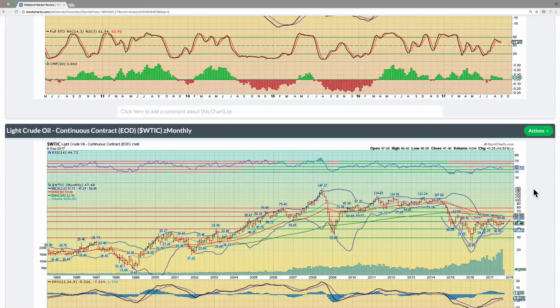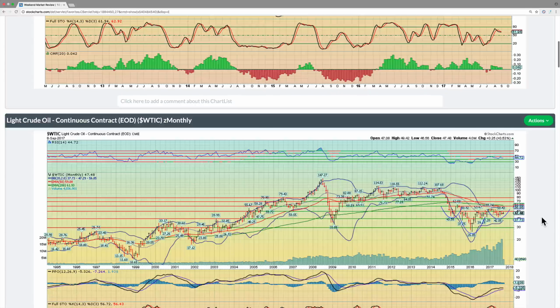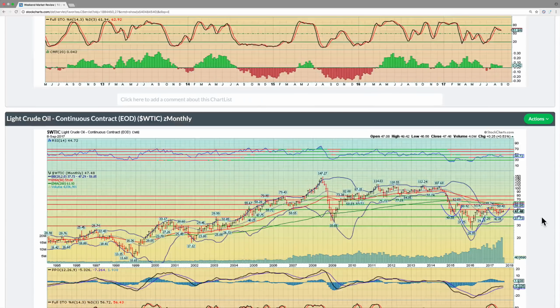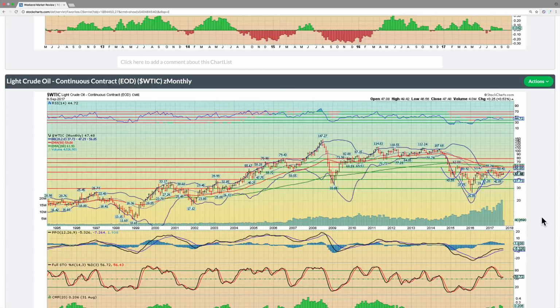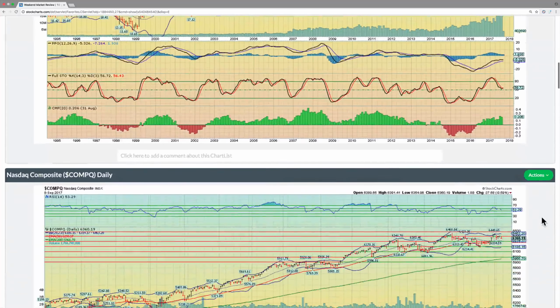And on a monthly, I still see that inverse head and shoulders, but when you look at a monthly chart, it might take months, if not years, to resolve itself to the upside. So stay tuned, be cognizant of what's going on, have a watch list, but I wouldn't be long in the sector until we see some substantial break above 50.